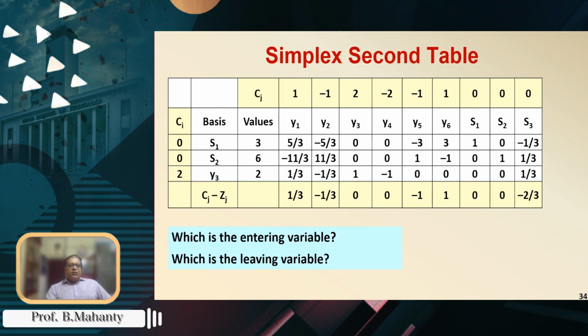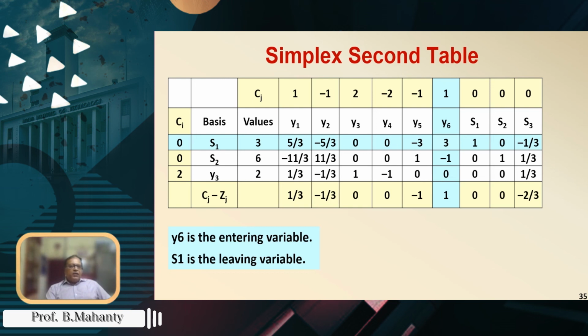Now from the first table, Y3 has come into the basis. All the coefficient values are recomputed, and all the Cj minus Zj values are also recomputed. At this point, you see that Y6 has the maximum value, that is 1. So Y6 should come into the basis, and this is not a bottleneck resource because it is releasing resource. It doesn't need any resource, so it cannot be a bottleneck. So S1 should leave the basis because 3 by 3 is the consideration. So Y6 now enters the basis and S1 leaves the basis.